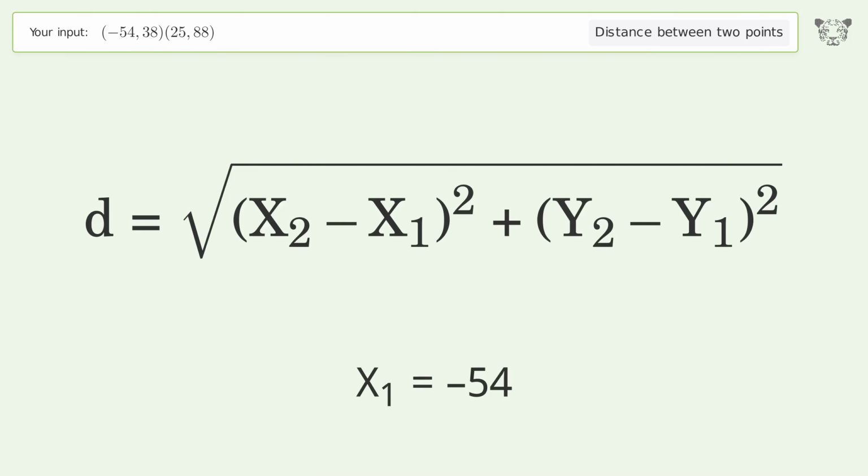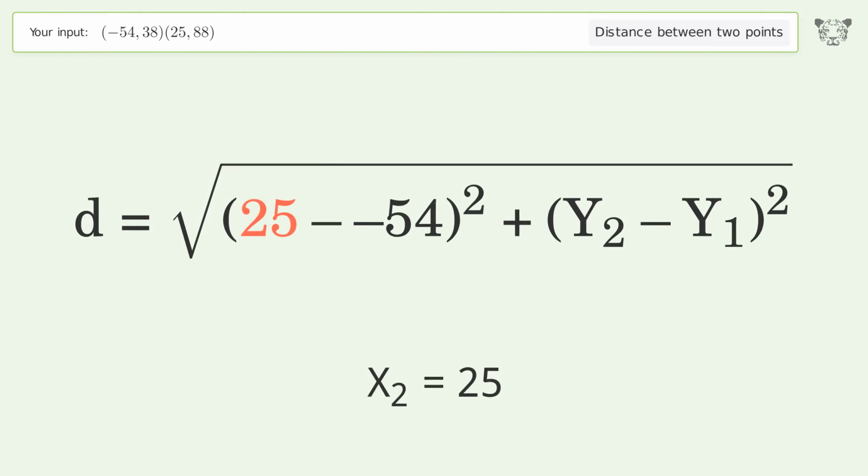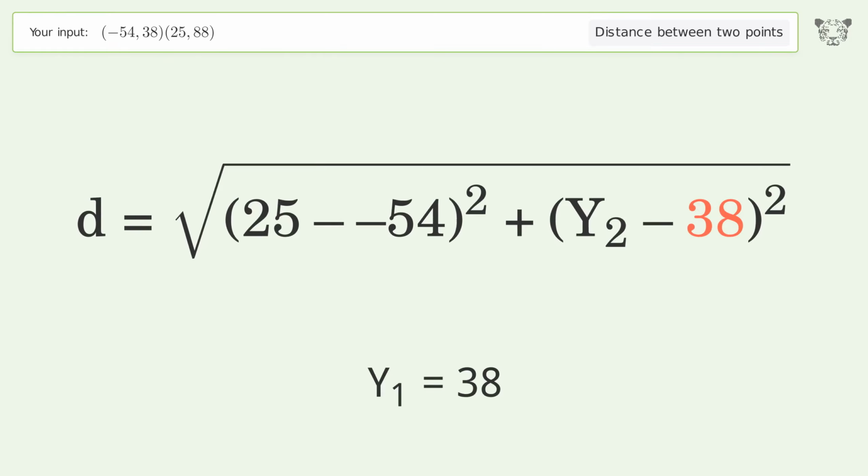x1 equals -54. x2 equals 25. y1 equals 38. y2 equals 88.